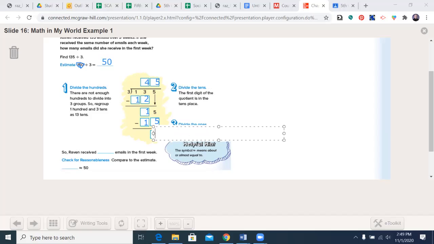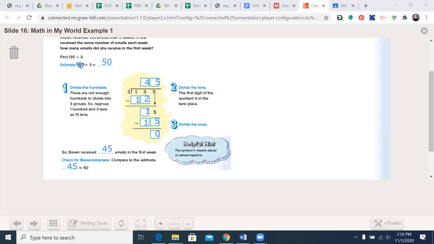And nothing left over. Helpful hint, the symbol of an equal sign with a little bit of a wave means about or almost equal to. So Raven received 45 emails in the first week. And I check for reasonableness. 45 is pretty close to 50. We're good to go. Make sure this is filled in, and then we'll move on.